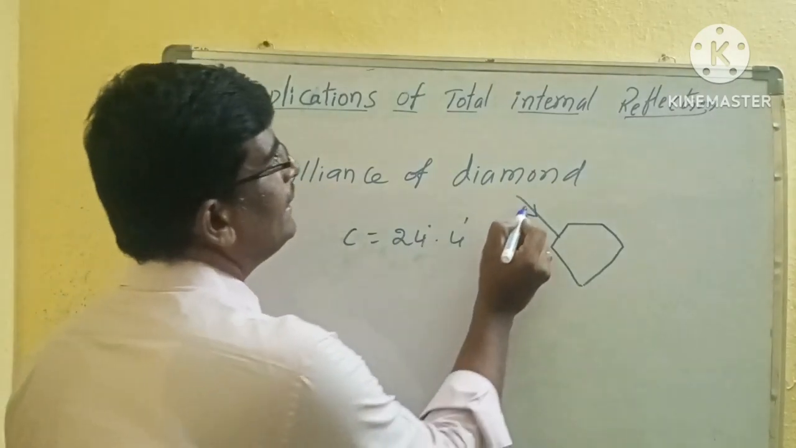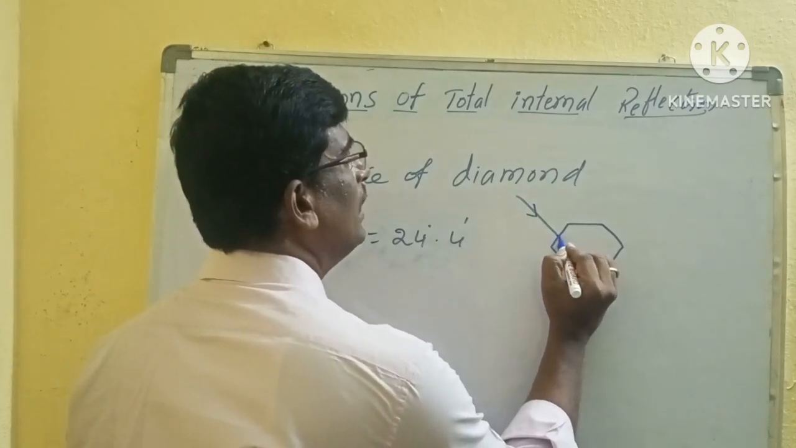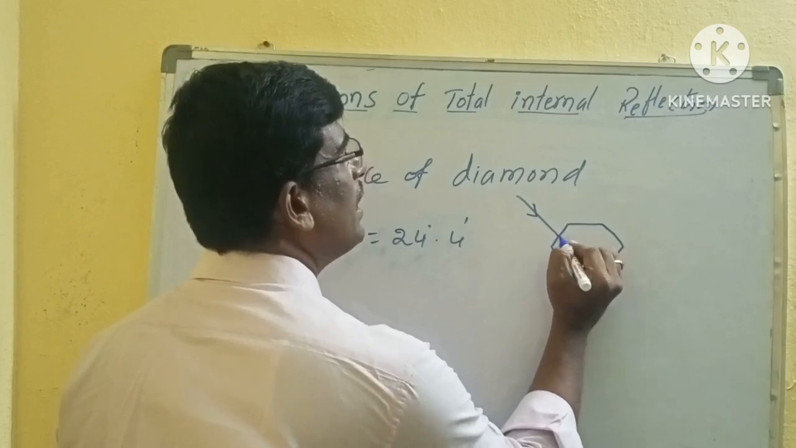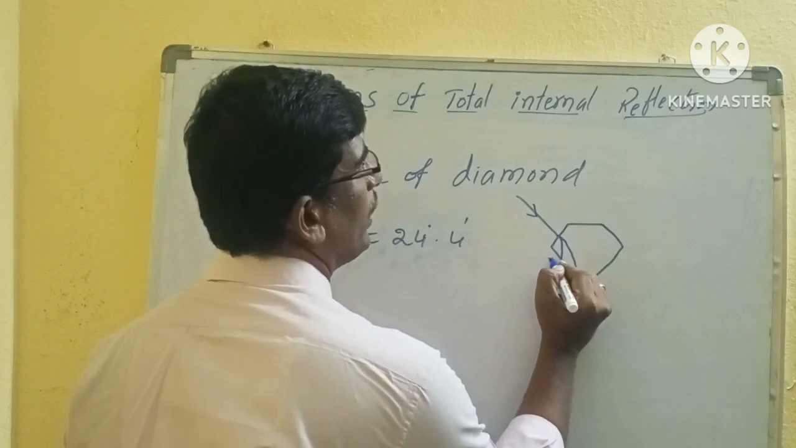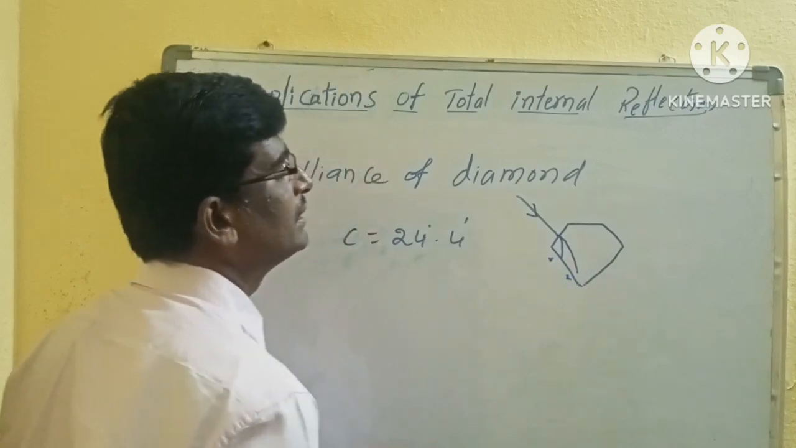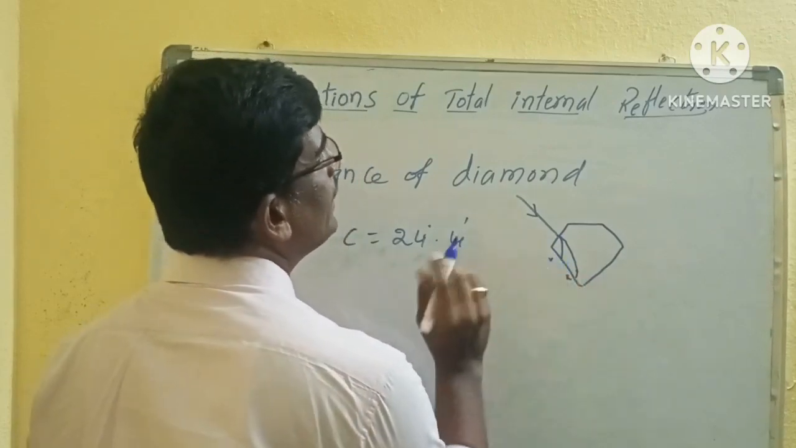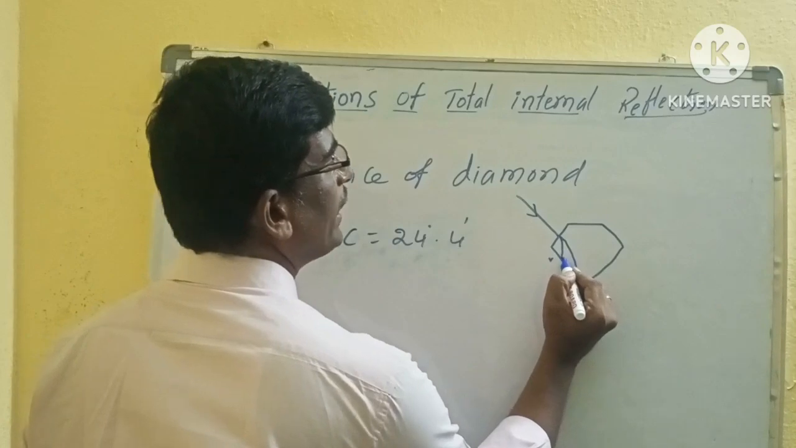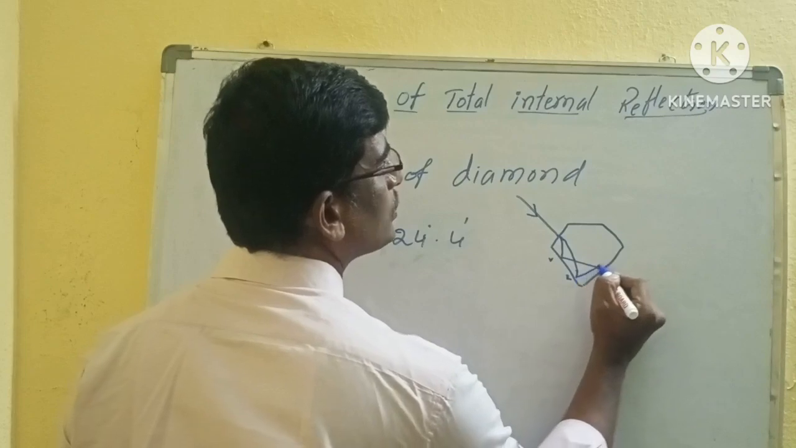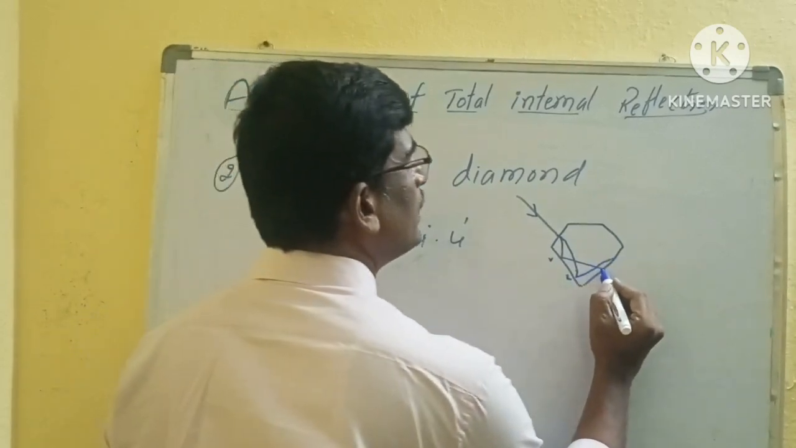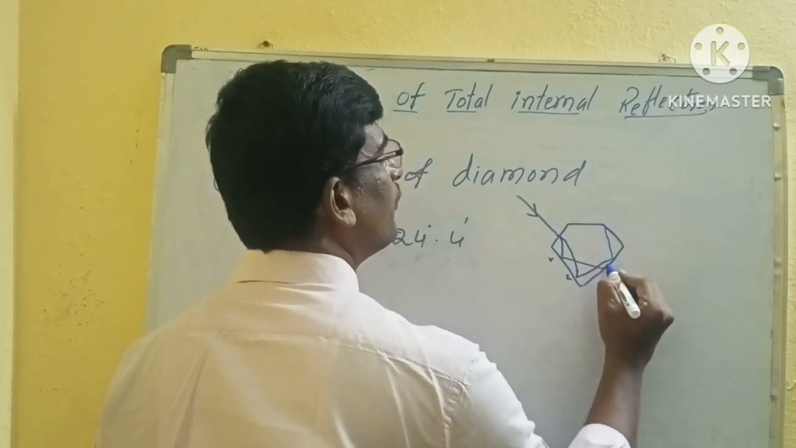See this, when light is incident on the diamond, what will happen here? Here it will undergo refraction and dispersion. Here we are showing only violet and red. After that, since the diamond has a very low critical angle, it will undergo total internal reflection. Here also total internal reflection, and here also it gets total internal reflection.